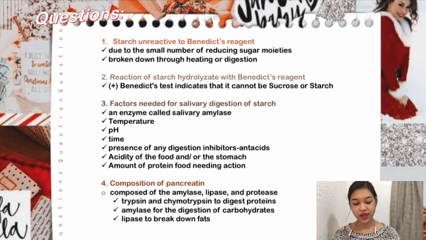Starches react very poorly with the Benedict's reagent due to the relatively small number of reducing sugar moieties which occur only at the ends of carbohydrate chains. They do not react positive with the Benedict's test unless broken down through heating or digestion. Other carbohydrates which produce negative results include inositol. The positive reaction of starch hydrolysate with Benedict's reagent indicates that it cannot be sucrose or starch, since starch is made up entirely of glucose, an aldohexose. This leaves arabinose, glucose, fructose, ribulose, and maltose.